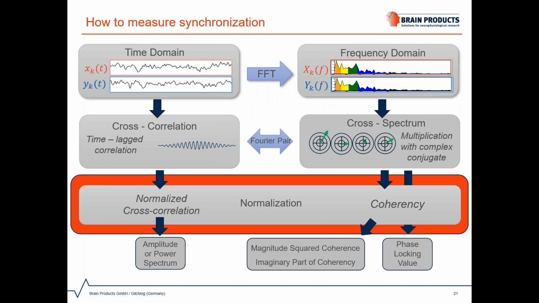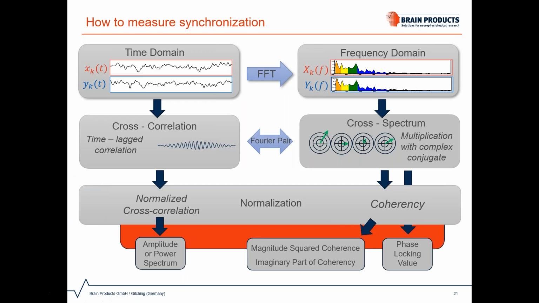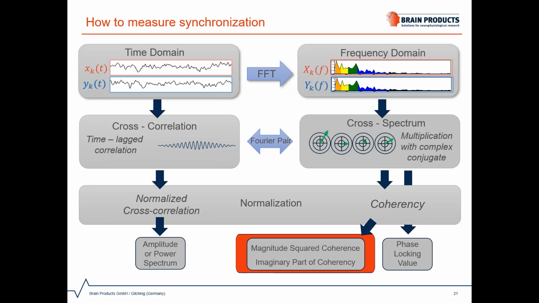With this, I would like to finish the second theoretical section and turn to the practical part. In this part, we'll first turn to the magnitude squared coherence, and then look at the available connectivity transformations in Analyzer.